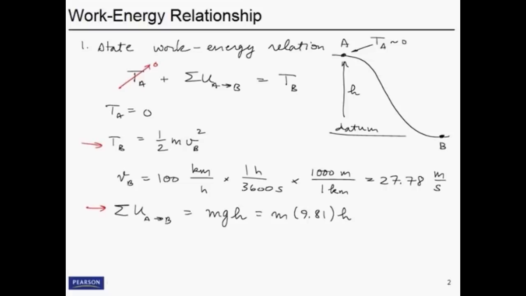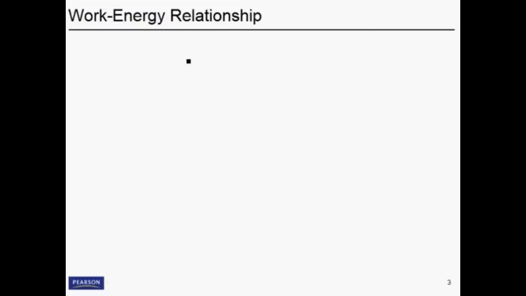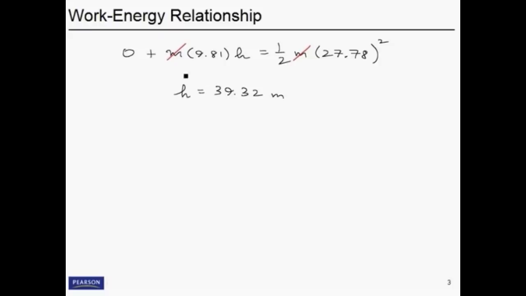So let me go to a new page and do that. The equation turns out to be TA, which we know is 0, plus the work, which is m times 9.81 times h. That's going to be equal to 1/2 m times the velocity at b, that's 27.78, squared. And so when we cancel the m's, the masses, from each side, we can calculate h turns out to be 39.32 meters. Okay, so there's our h.